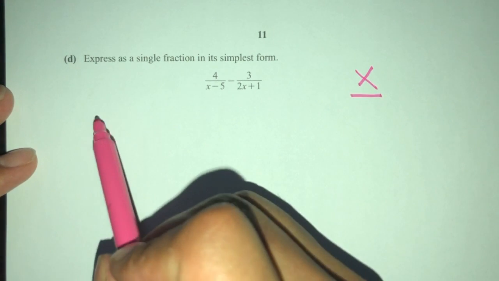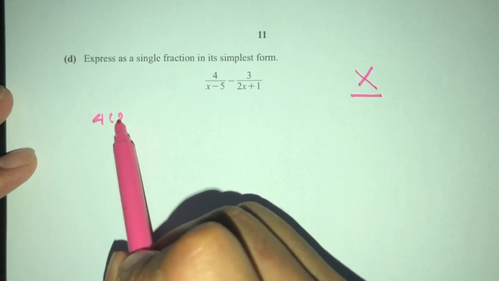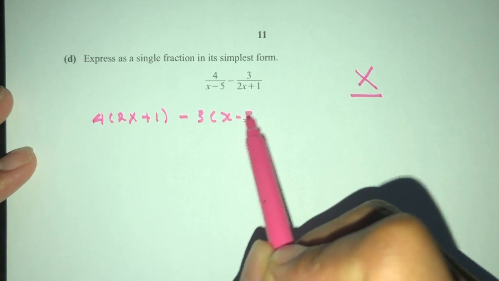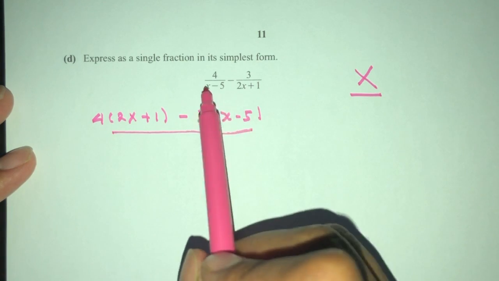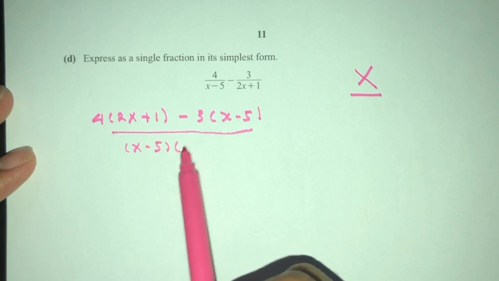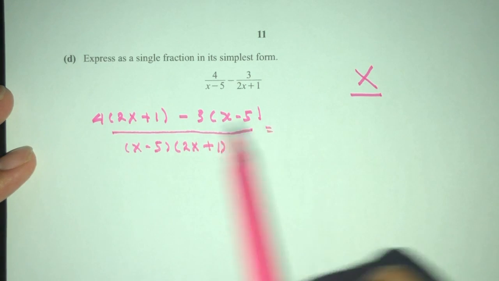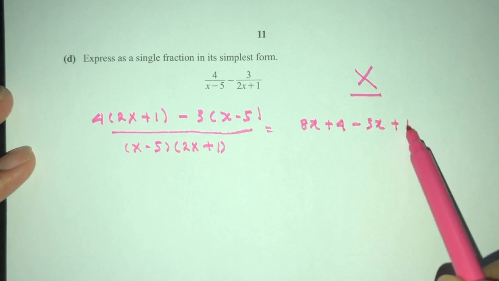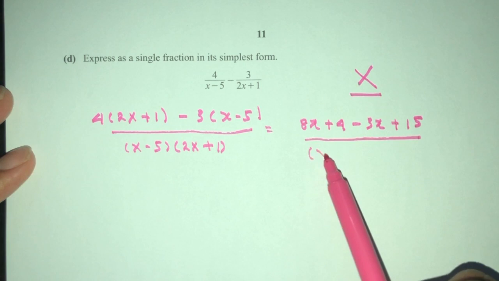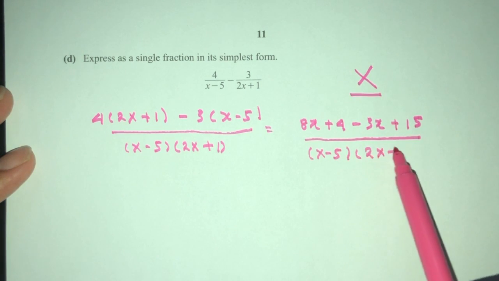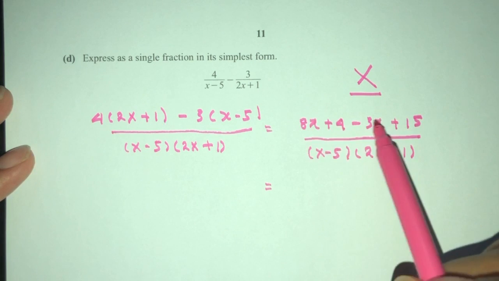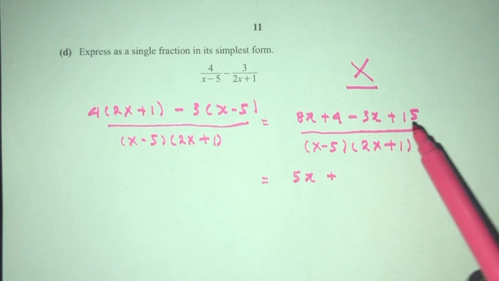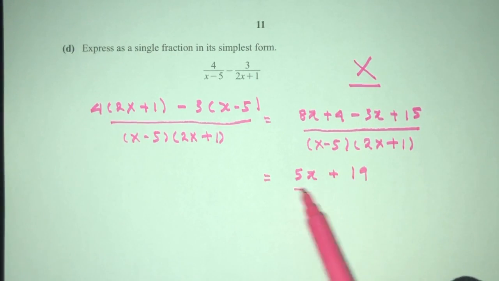So you will have what? You will have 4 times this. Here we have minus 3 times this one. And then divide by this times this. Alright, now simplify, so that will be 8x plus 4 minus 3x plus 15 over this one. Okay, and that should be what? So 8 minus 3 should be 5x. This is 4 plus 15, that should be 19. And over the same thing.